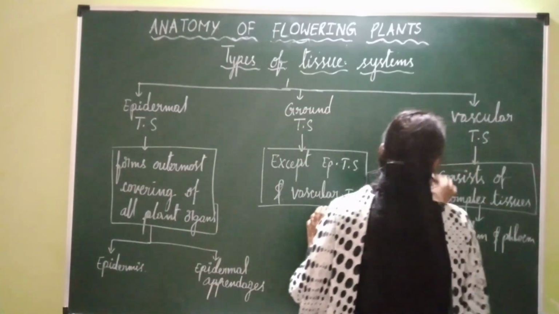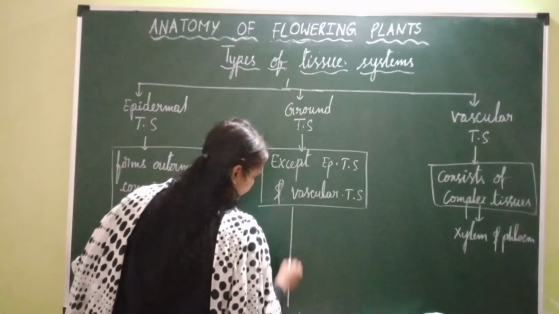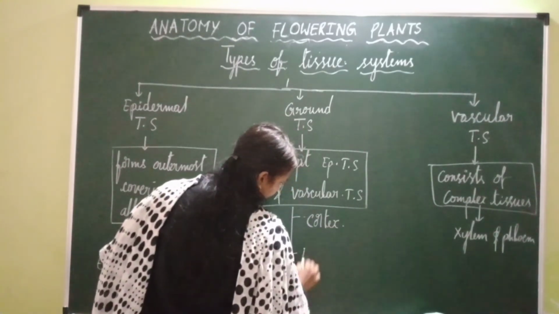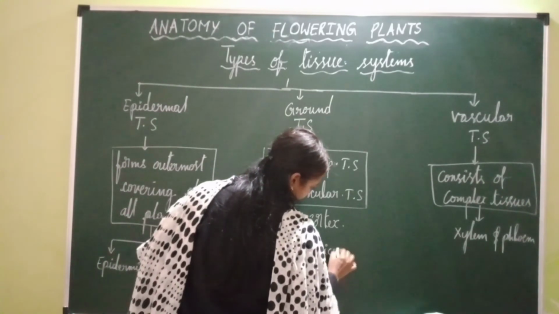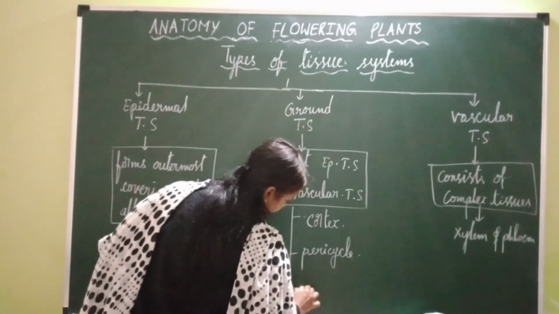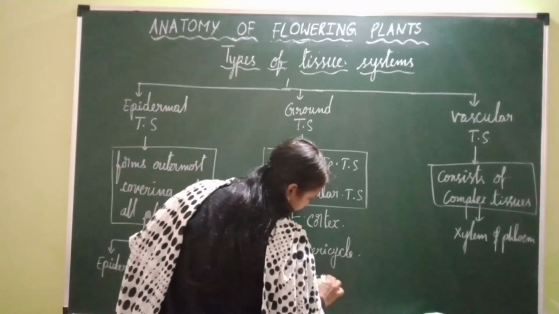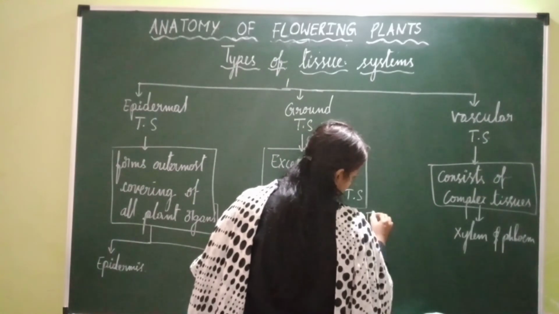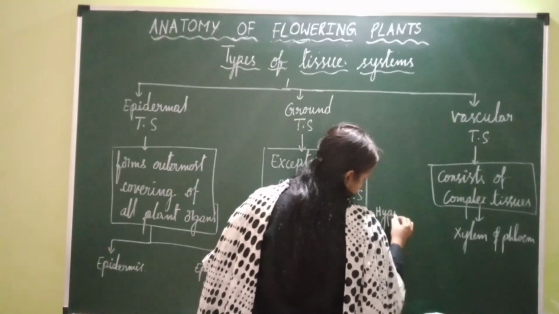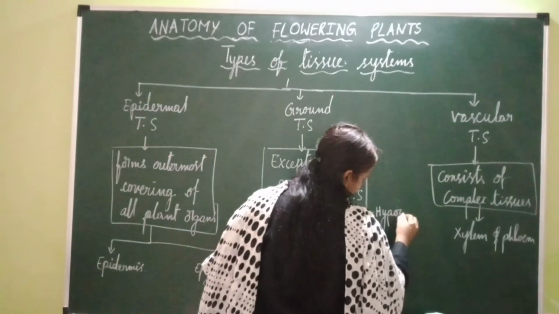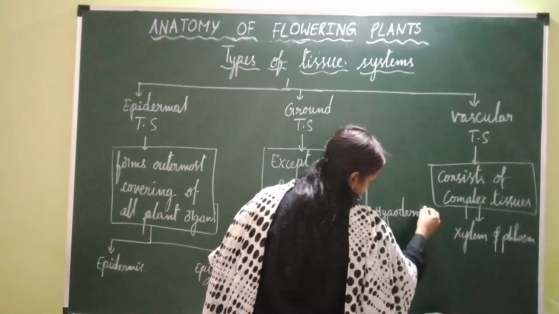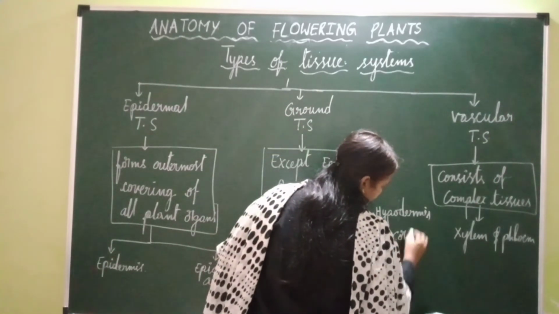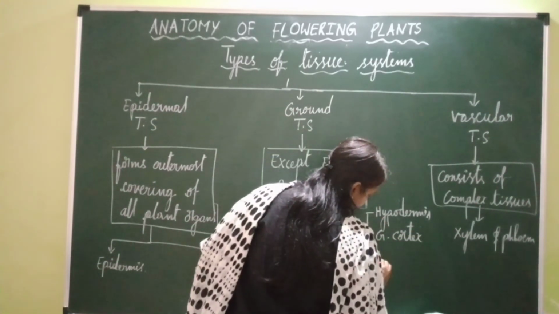They are cortex, pericycle and pith. So this cortex can be subdivided into subzones called hypodermis, general cortex and endodermis. General, I am writing as G, general cortex and endodermis, right?